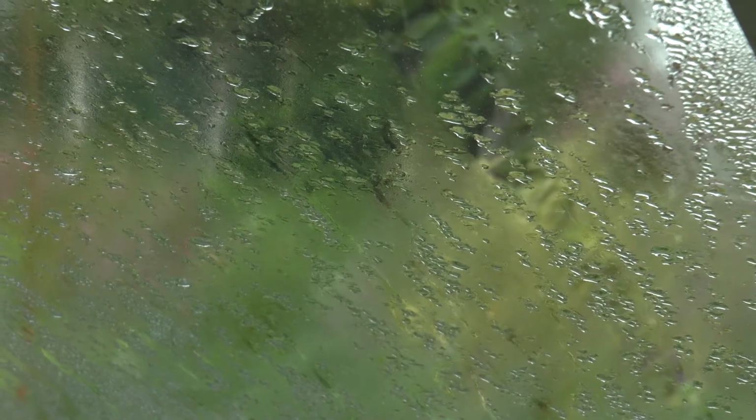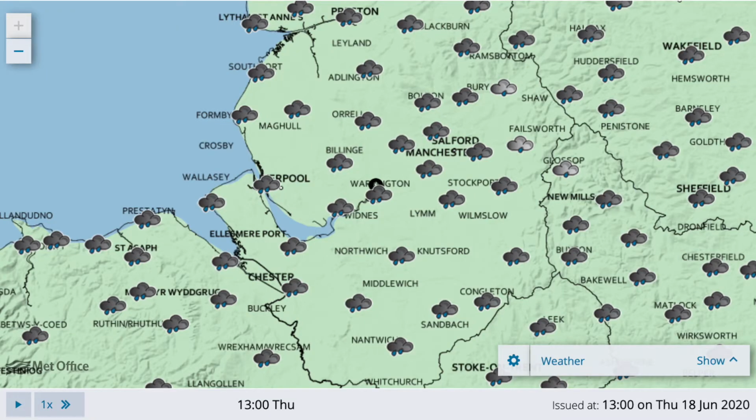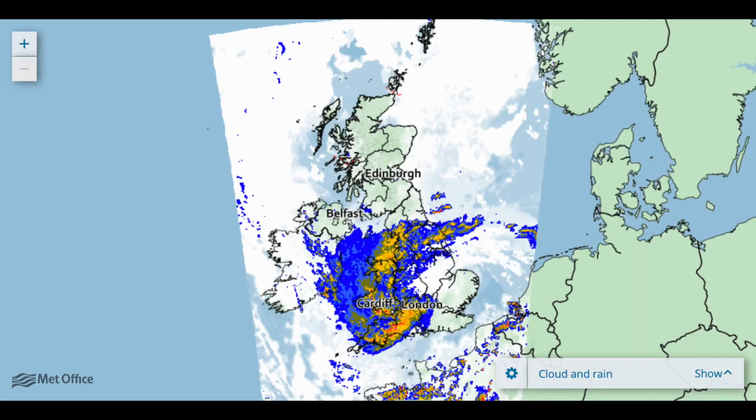Yesterday, Thursday the 18th of June, was a pretty foul day in the northwest. The rain was unrelenting. Here's a weather map for the day. And this was the view from a satellite.